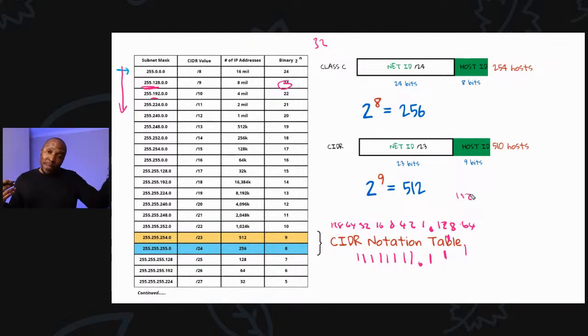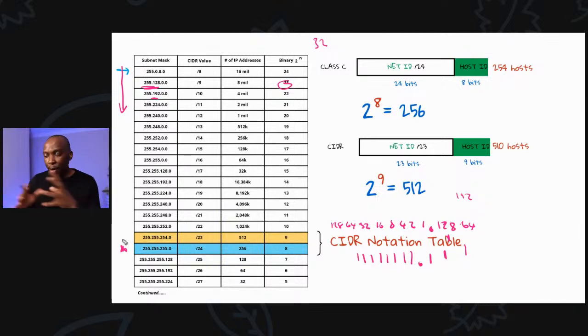I started with the class A, which might be difficult to understand. So let us look at a class C, which is much easier for us to grasp because it's a /24. However, if we needed to carve it into something much smaller, we then borrow bits. Hold on to that term, I will explain it, but we borrow bits.